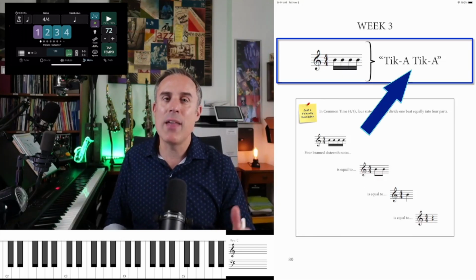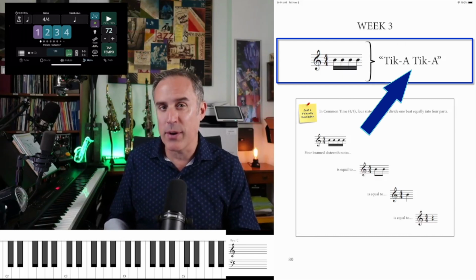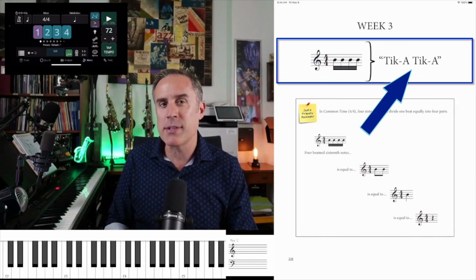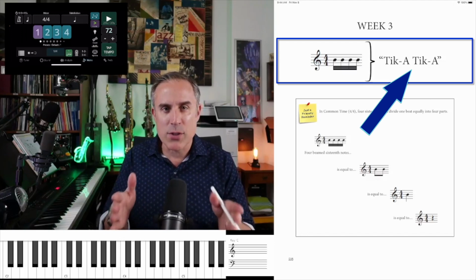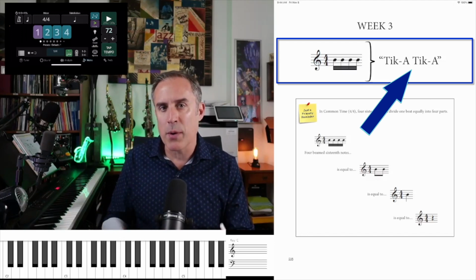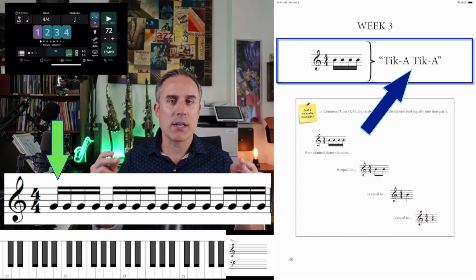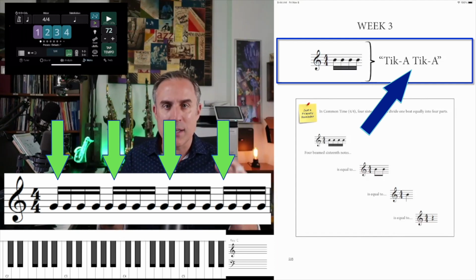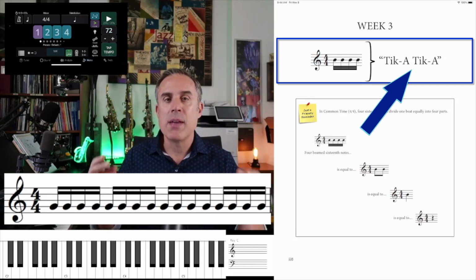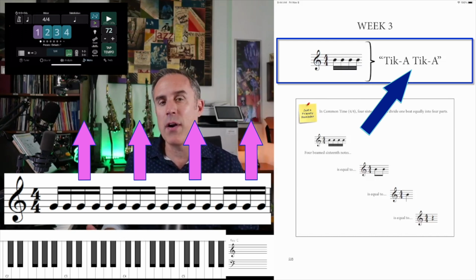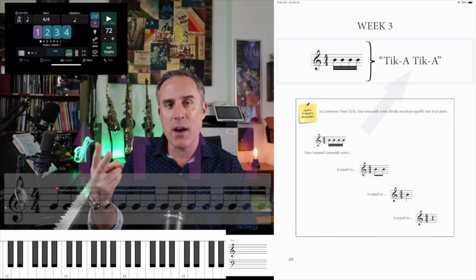Now, the T and the K consonants are very important because they're plosive, percussive consonants that help students subdivide and compartmentalize those 4 equal 16th notes into the one beat. They can accent, for example, the downbeats, which helps us keep time. It can also accent the upbeats using the same T consonant, which is very helpful. So we just have Tik-A, Tik-A.